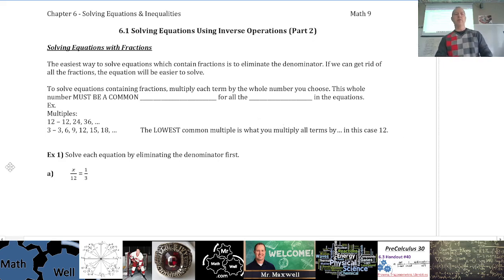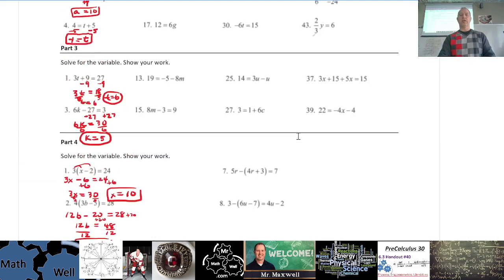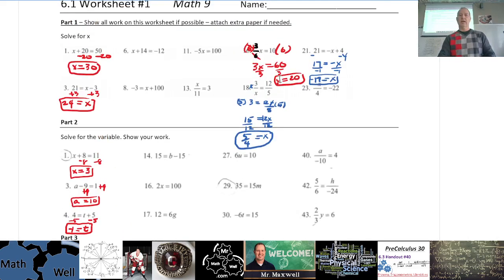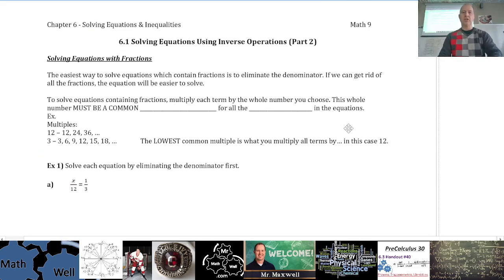Now, we had a couple questions on the worksheet in part 1 that had to do with fractions. We went over those. We're going to do some more questions like that here today. So, solving equations with fractions.